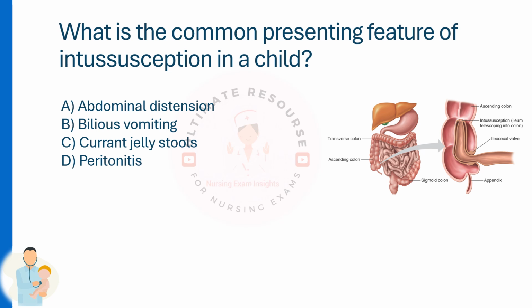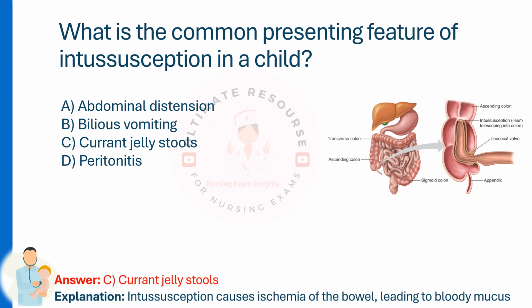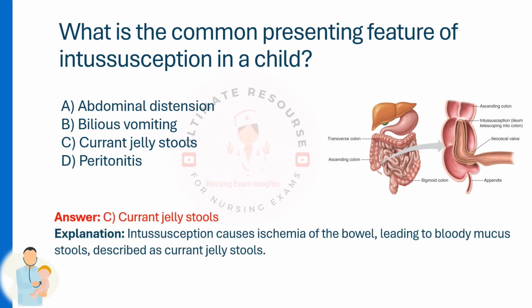What is the common presenting feature of intussusception in a child? Options are A. Abdominal distension, B. Bilious vomiting, C. Currant jelly stools, D. Peritonitis. The answer is C. Currant jelly stools. Intussusception causes ischemia of the bowel, leading to bloody mucus stools, which are described as currant jelly stools.